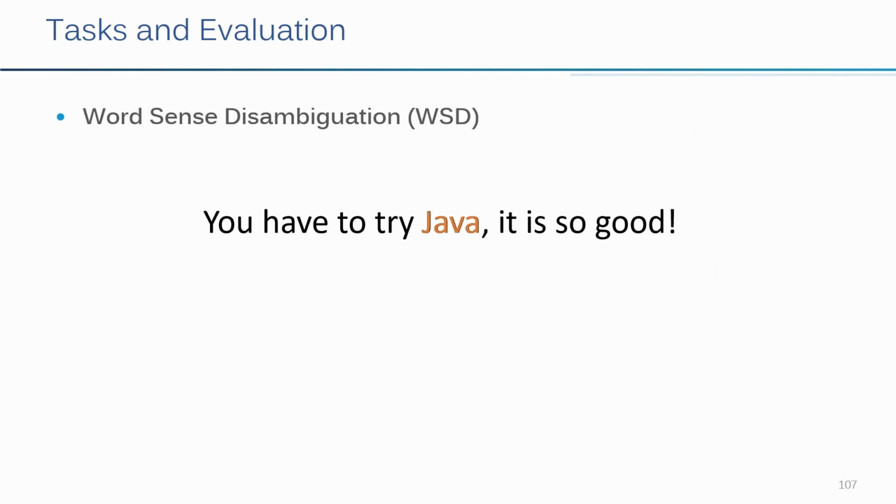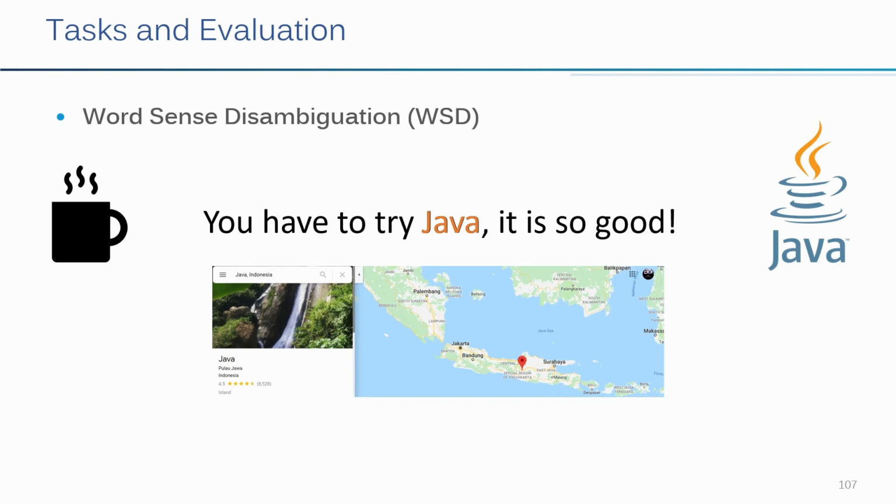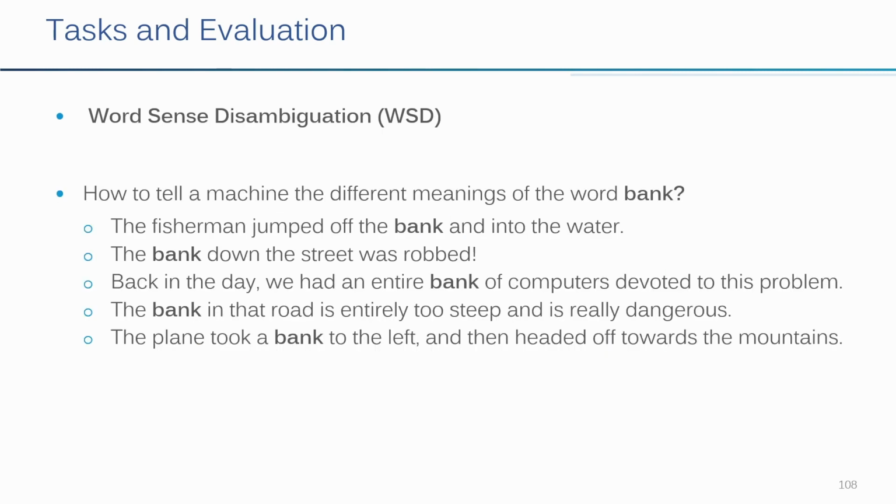We already talked about what word sense disambiguation is. If you have a sentence in which you want to understand exactly the meaning of a word, you probably have to rely on some approaches to do this. In this case, you have to try Java. It is so good. Which one are you talking about, the programming language, the island, or coffee? This is a simple example, but we have other scenarios in which this happens. The fisherman jumped off the bank into the water, so bank has one meaning. The bank down the street was robbed is another meaning, and so on and so forth.